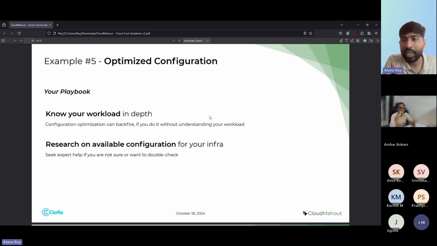So you might be aware of some very famous examples which keep coming up. Prime Video, they were running their entire infrastructure on serverless.